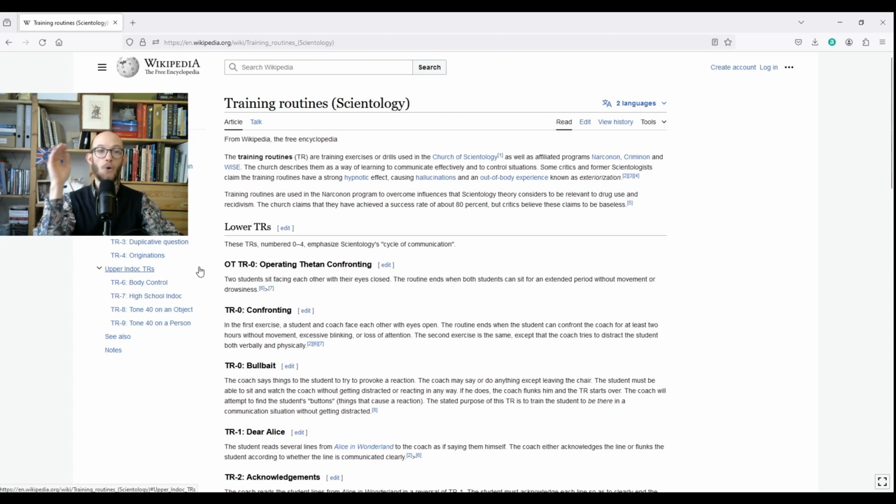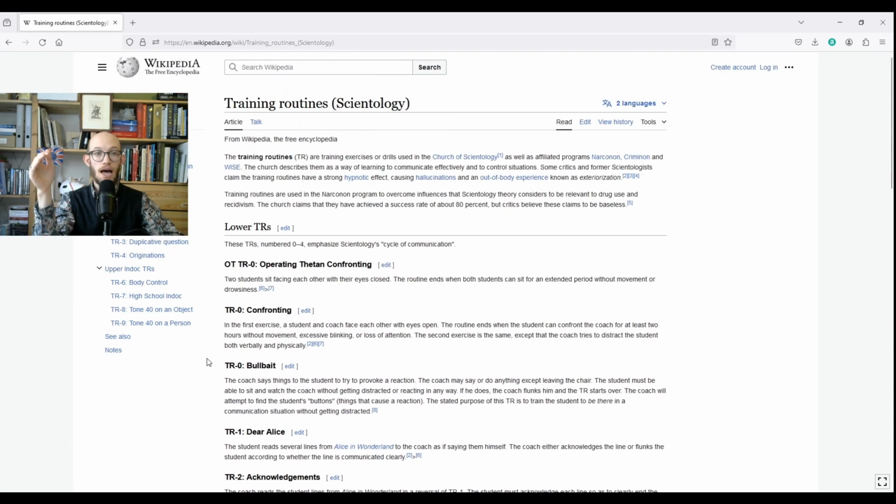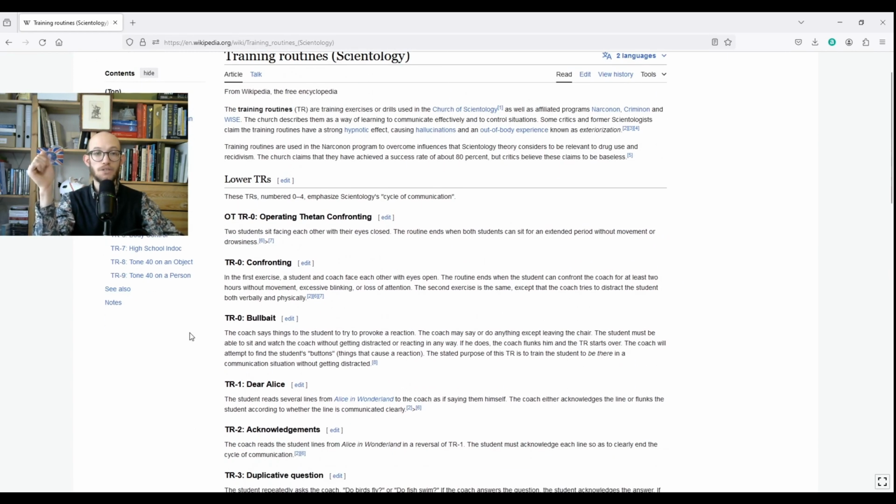So first you have the lower TRs, and then you've got the upper indoc TRs. And so lower TRs, you have OT TR0, operating theater, confronting. Two students sit facing each other with their eyes closed. The routine ends when both students can sit for an extended period without movement or drowsiness.